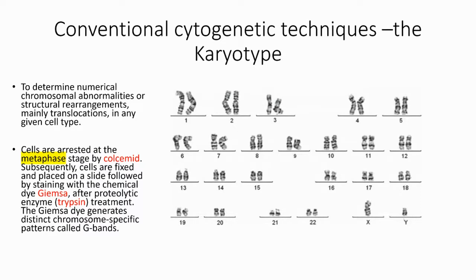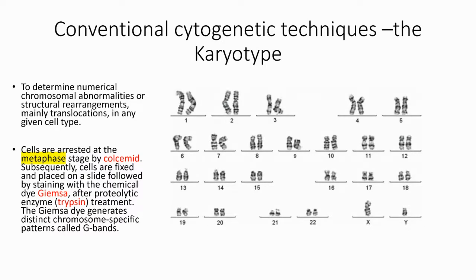So to get this karyotype, basically you have to grow the cell, and then you arrest the cell at the metaphase stage. To arrest the cell at the metaphase stage, you have to treat the cell with a chemical, colcemid. Once you treat the cell with colcemid, all the cells are fixed at metaphase. All right, so that gives you the chromosome morphology.